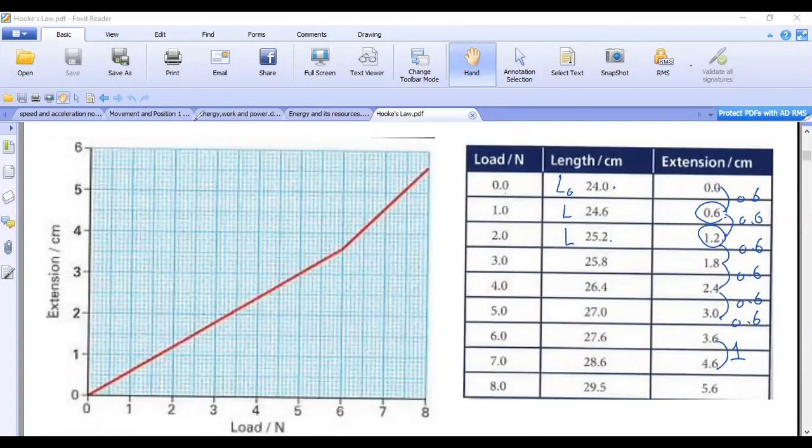So the direct relation is always represented as a straight line passing through the origin. Okay. At this point, there is a broken line. What does this mean? This means that the relation between the load and the extension is no longer directly proportional. Why? Because this point is called the limit of proportionality.